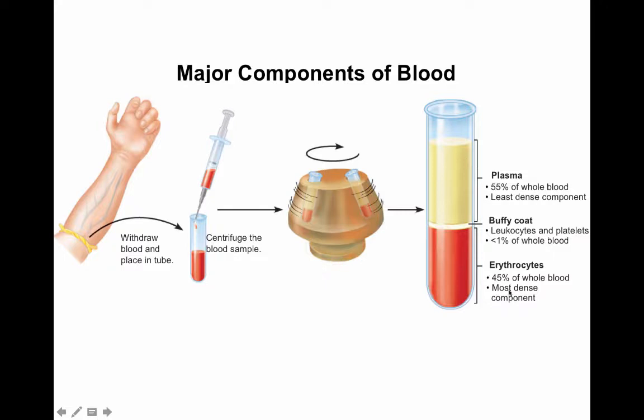When we see erythro, we want to think of the Greek word for red. So these are red cells. And leuko is Greek for white. So leukocytes are the white cells, white blood cells.